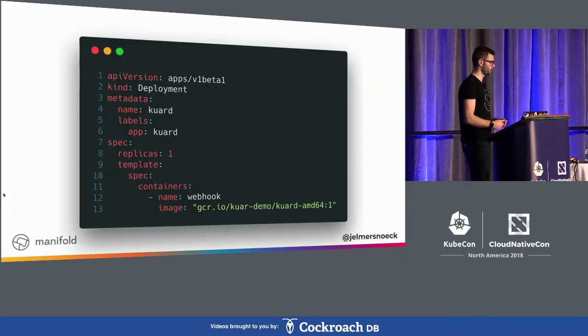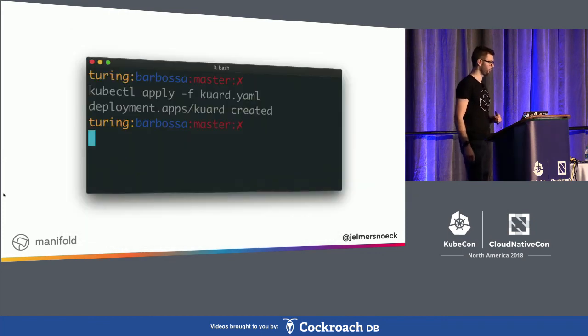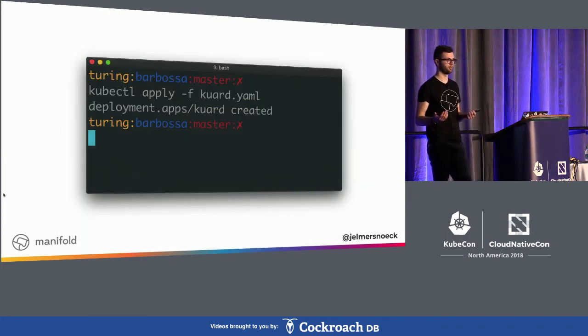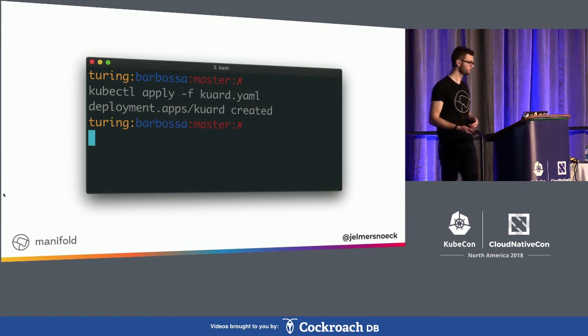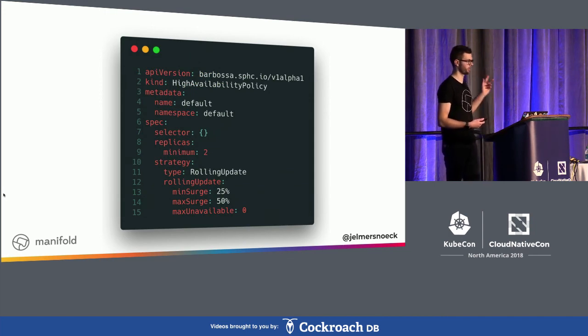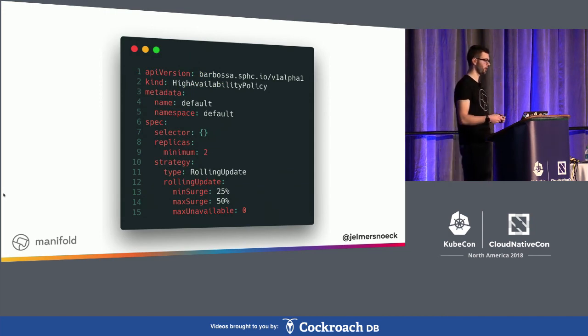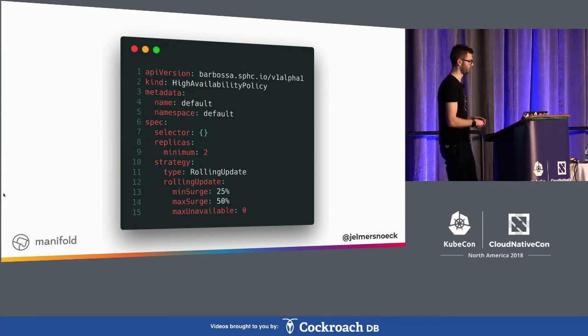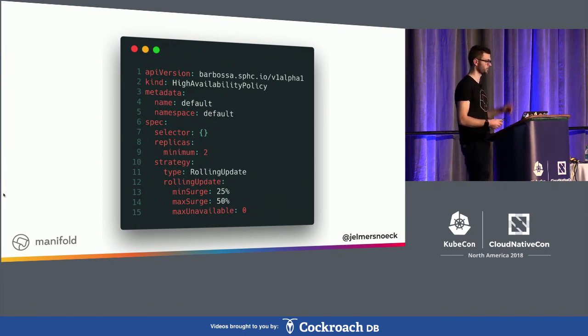So again, in our case, we're going to have this simple example here. We're going to apply that 1 replica, that's the important part, and no update strategy. We apply that, and we see, oh, this deployment is successfully created. But now we're going to say we're going to have a high availability policy. Again, this is specific to the Barbosa tool. You can do this with OPA as well, it's just the syntax is a little bit different. This is with custom resource definitions.